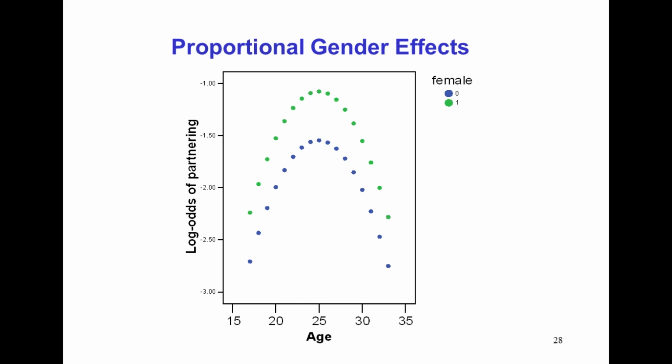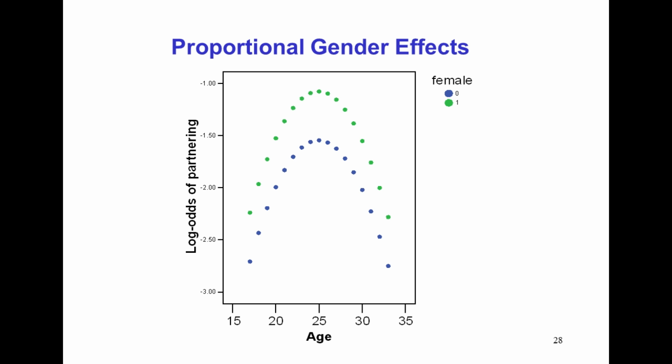This is an example of the proportional hazards model. I always look at this, it's a bit of an optical illusion. But what you've got on the left-hand side here is the log odds of partnering, and then we've got age, and the men are in blue and the women in green. What's important is to look at the distance between the blue and the green dot at every age. And what you see if you do that is that the distance is exactly the same.